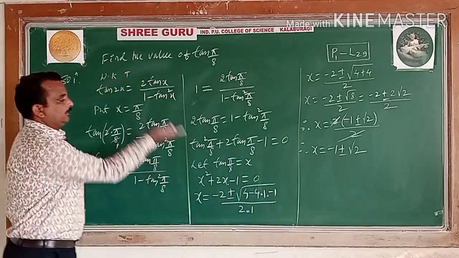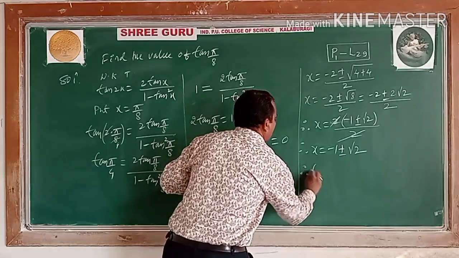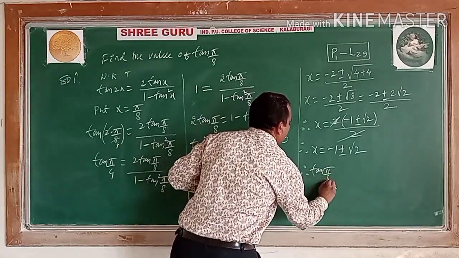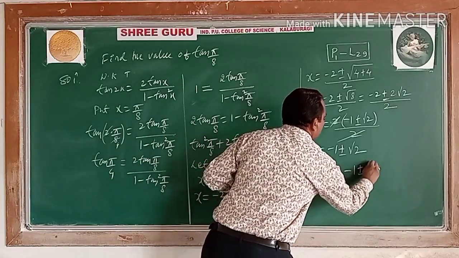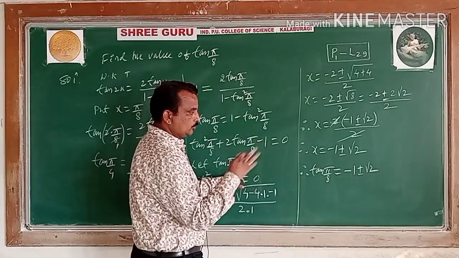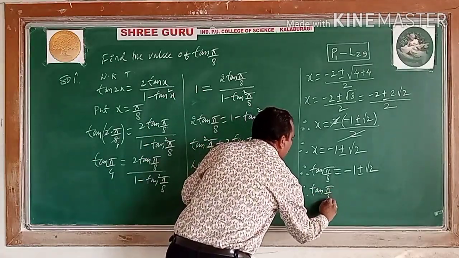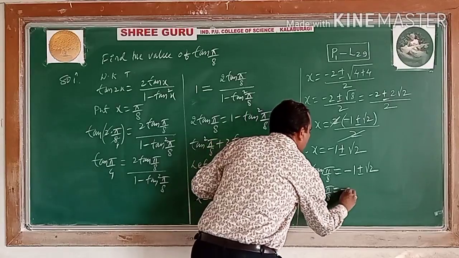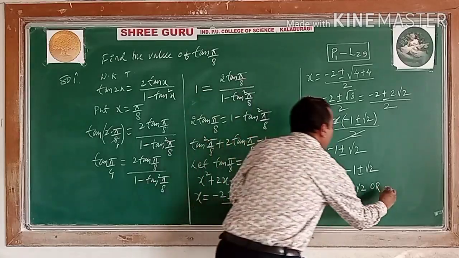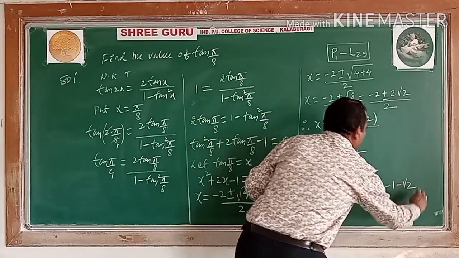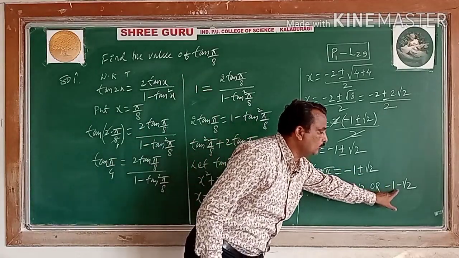What is x? What have you taken x as? Tan pi by 8. So tan pi by 8 equals minus 1 plus or minus root 2. Here I will separate these two values. Therefore tan pi by 8 is equal to two values: minus 1 plus root 2, or minus 1 minus root 2. Clear to all of you?